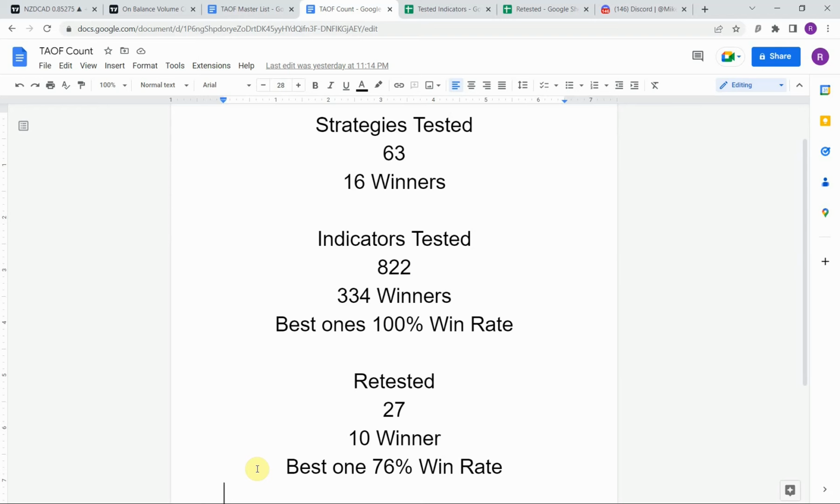We've also retested in the advanced testing 27 of the winning indicators. 10 of them have been able to maintain the winning status, the best one a 76% win rate. Now keep in mind that we test most of these strategies and indicators on the Forex and crypto market, but they can be applied to just about any market and time frame universally.